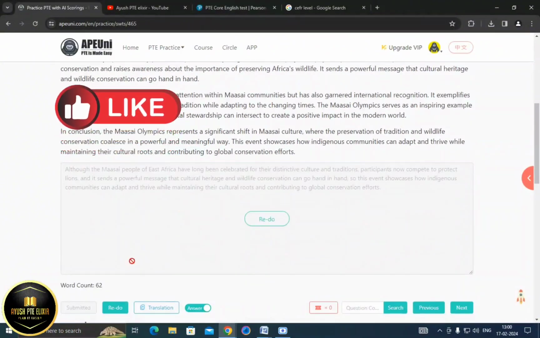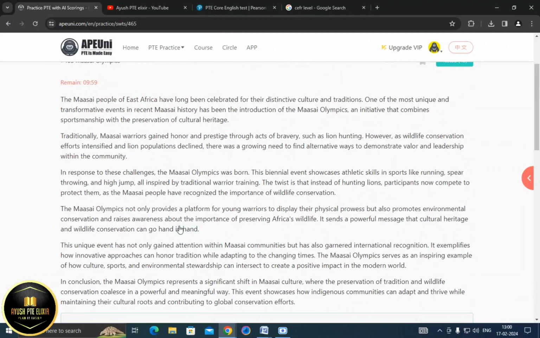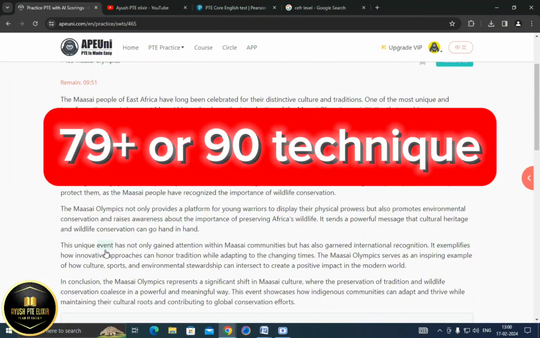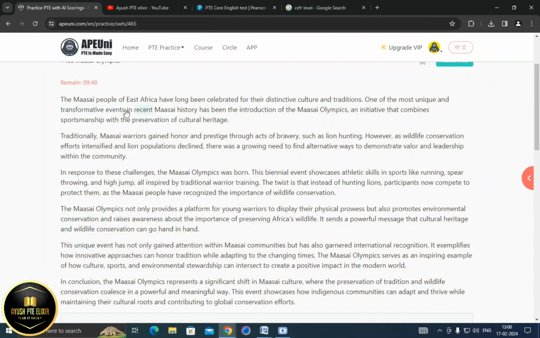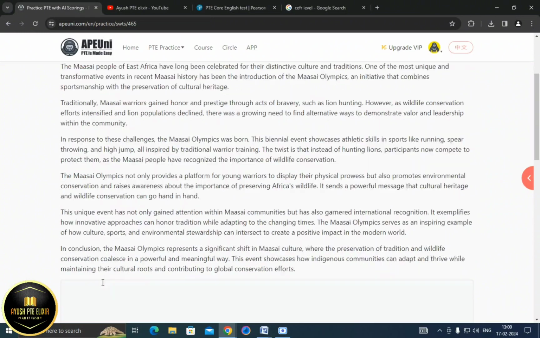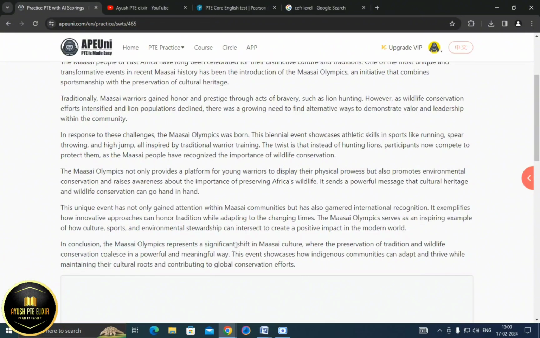Now let's do it with another technique that I follow for my complete 90 score. For that technique, mostly there is no need to take the words from the entire passage or the middle part or the intro. You can take it from the conclusion as well. Just like this, the Maasai Olympic represents a significant shift in Maasai culture. So you can rephrase it.